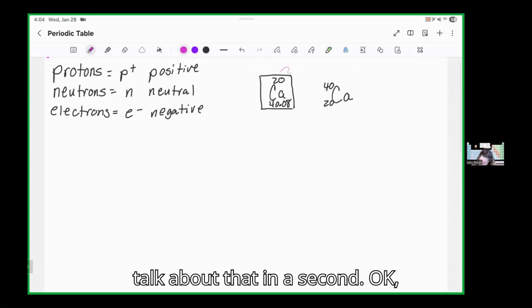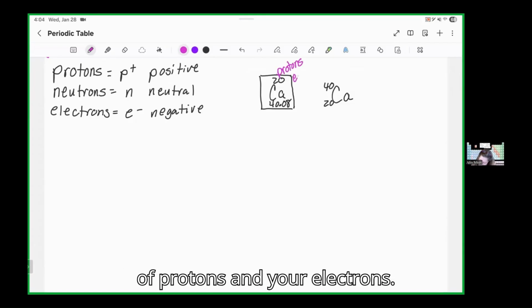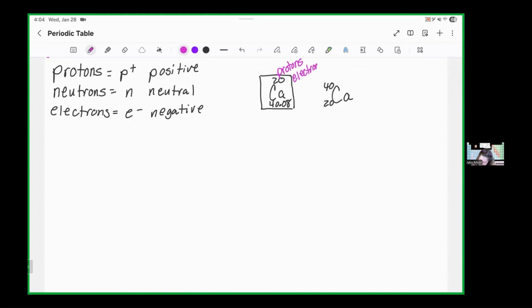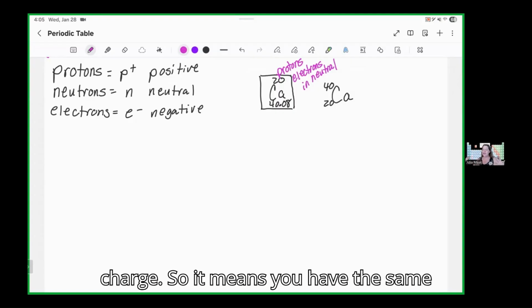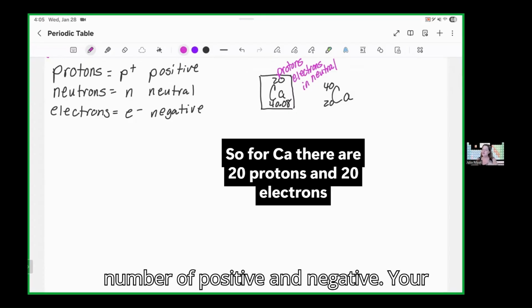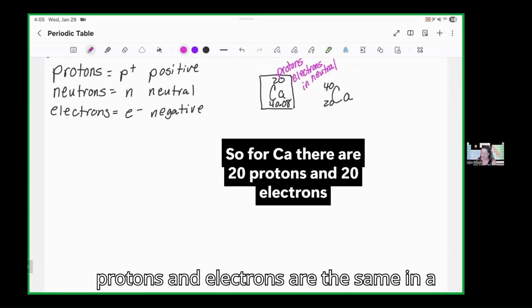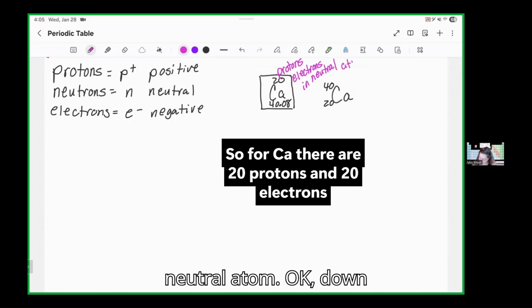Up here, this is your number of protons and your electrons in a neutral atom. If it's neutral, it has no charge, so it means you have the same number of positive and negative. Your protons and electrons are the same in a neutral atom.